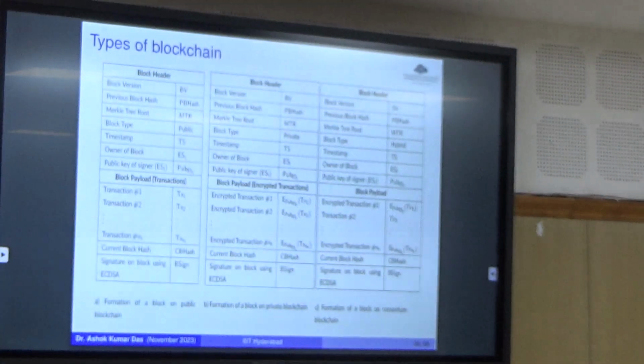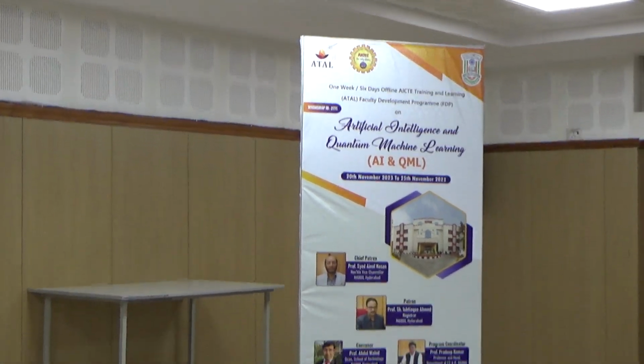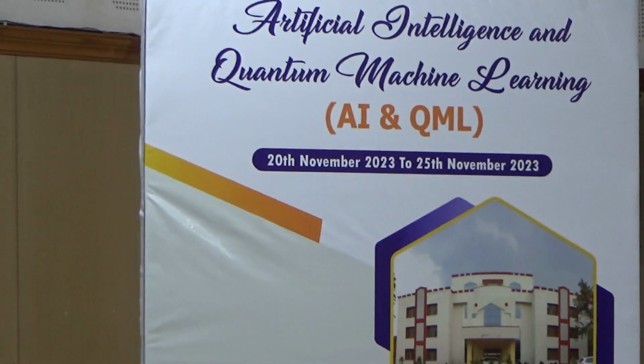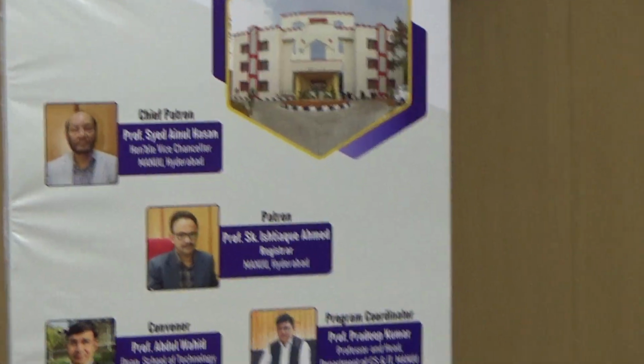So the next question is: what is the structure of a block in the blockchain? Let us look at the structure of a block in the public blockchain, the private blockchain, and the consortium blockchain. If you look at the first one, just like an IP packet, we have a block header as well as a block payload or transactions. The block header gives the information about the block. You have the block version, which is a unique serial number or unique integer, and the hash of the previous block.